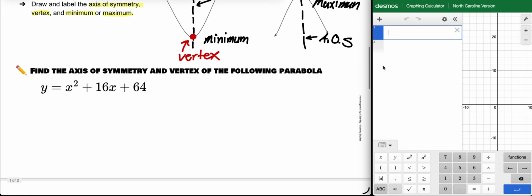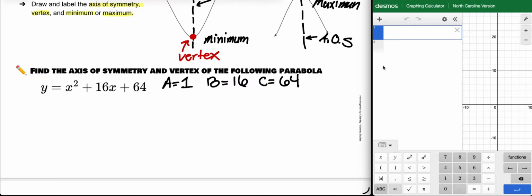In this example, it wants us to find the axis of symmetry and the vertex of the following parabola. Now, in order to do that, what we have to first do is label our A, B, and C. So we're going to label what we have for A and B and C. So our A is 1, our B is 16, our C is 64.